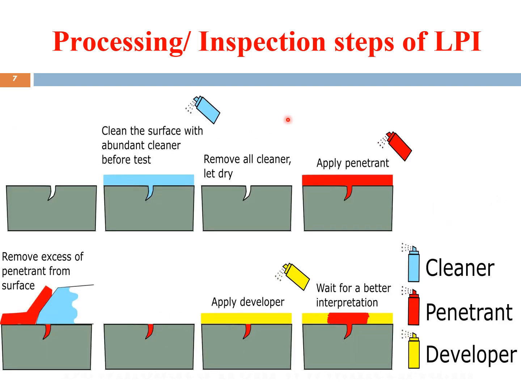Now, this is a schematic of the various steps that take place in liquid penetrant inspection. If this is the material, it has a surface crack or a defect inside. This can be due to welding or casting, as discussed.